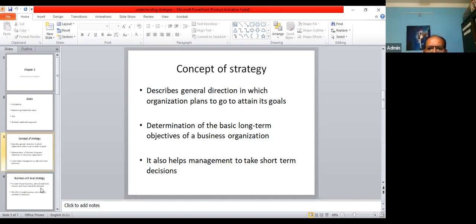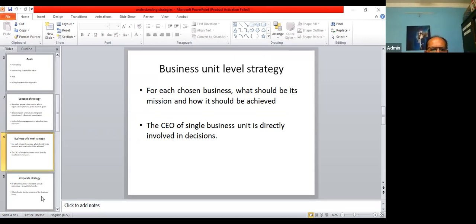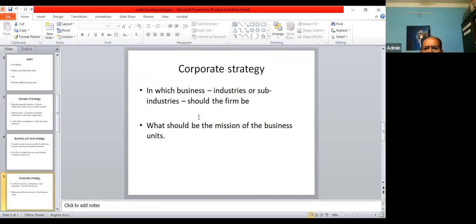And then we talk about business unit level strategy. When we talk about business, each and every business should have a different mission and not the same. And by default, top management is involved in strategy. That is, the CEO of a single business is also involved in defining strategy. Then we discuss corporate strategy: in which businesses, industries or sub-industries should the firm be. As I gave the example of Tata. Tata is one brand or name. Under Tata, there are a number of industries and several companies under the Tata name in India. Same with Reliance also. Reliance is into communication, into petroleum products, into cloth.